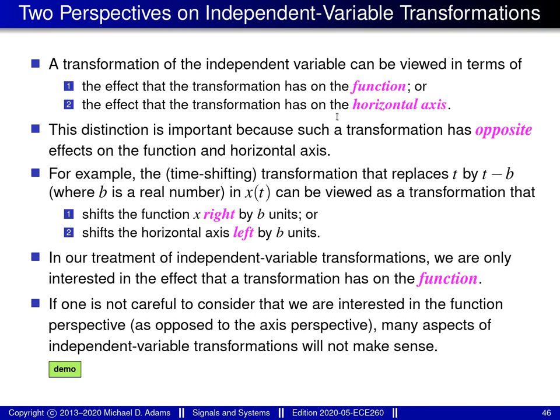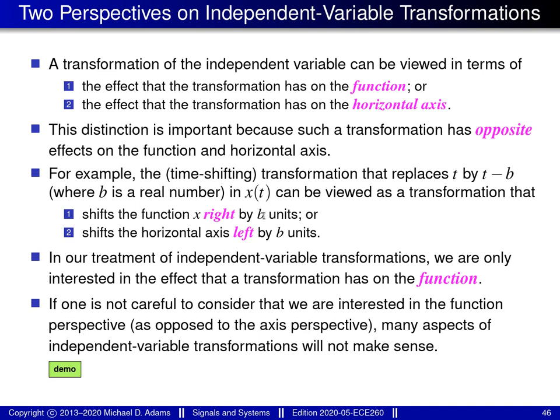And this is an important distinction to make, because the transformation has opposite effects on the function from the horizontal axis. So I'll just try to illustrate this by way of an example. So if we consider a time-shifting transformation where we replace the independent variable t by t minus a constant b, this can be viewed as a transformation that takes our function x and shifts it right by b units.